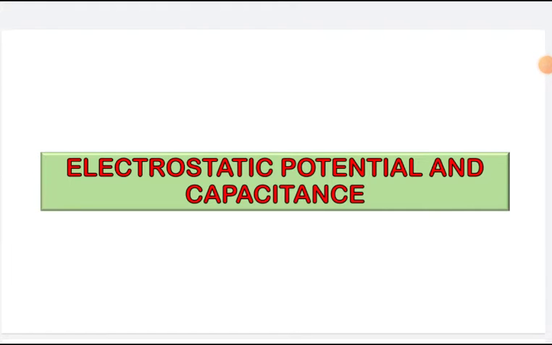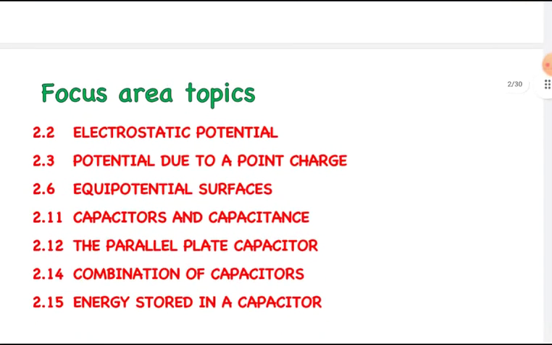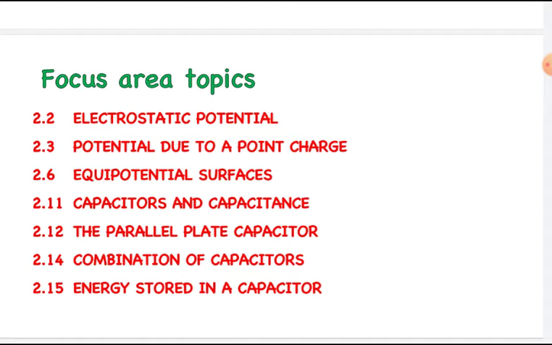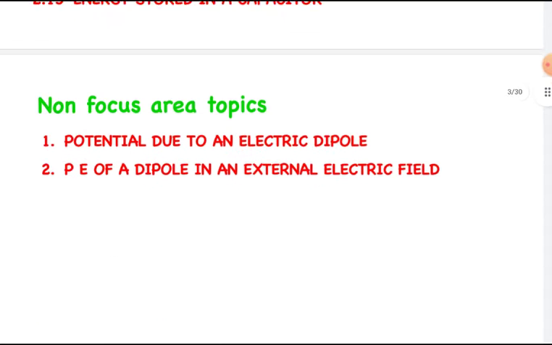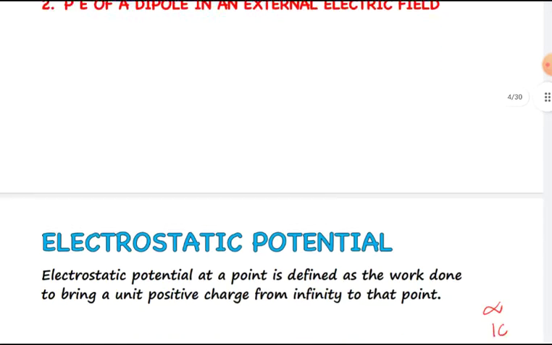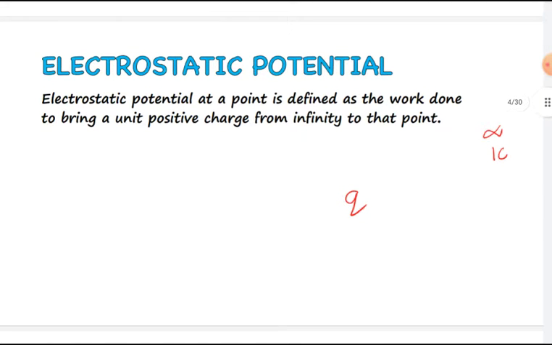Hello friends, today we are going to study chapter 2, that is electrostatic potential and capacitance. There are 7 focus area topics and 2 non-focus area topics. The first one is electrostatic potential. Electrostatic potential is the work done in moving a unit positive charge from infinity to a point against the electric field.